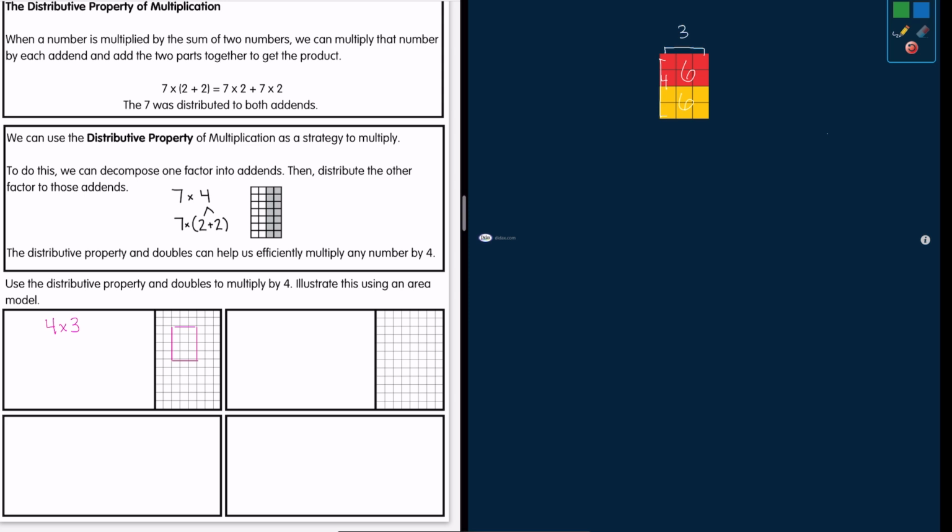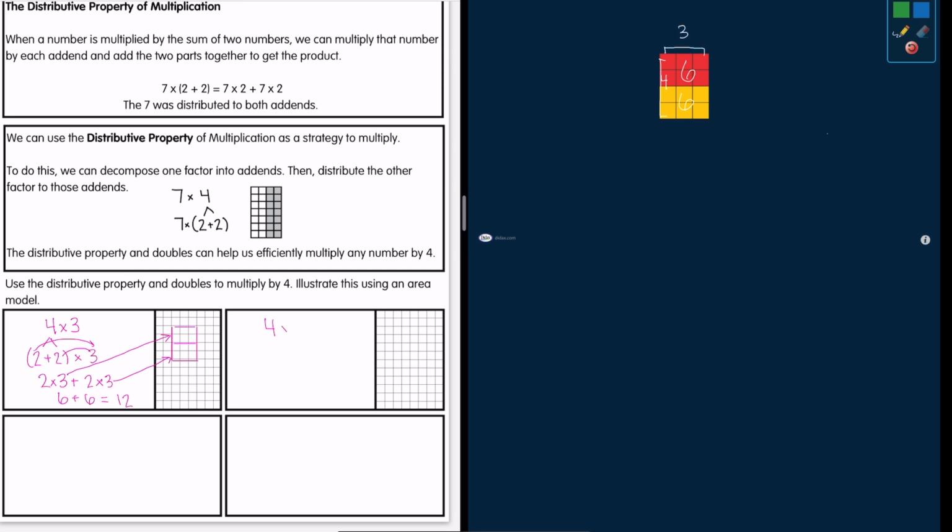We can use the distributive property by decomposing our 4 into 2 plus 2. We can illustrate this by showing 2 rows of 3 within our model. So in this case, I distribute my 2's to my 3. I have 1 2 by 3 plus another 2 by 3 as illustrated in our model. Then I know that I have a total of 12. So I can use 2's to help me quickly calculate the product of my times 4 facts.